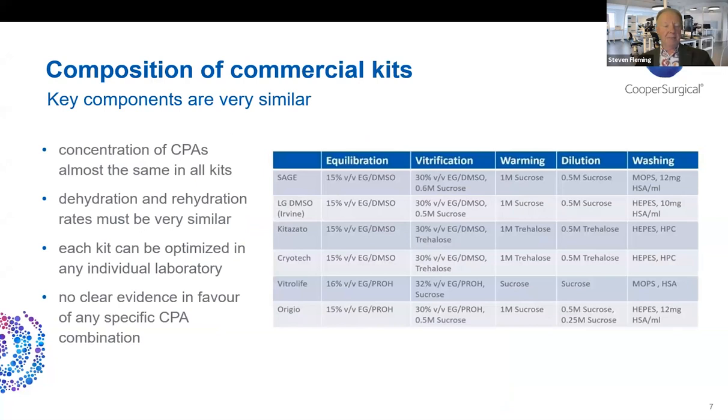So you can see from these 6 different kits here, the ethylene glycol in combination with either DMSO or propanediol are the most common permeating cryoprotectants found within these kits. And despite some minor differences in pH buffers, supplements, and slight variations in protocols, all these vitrification kits can be optimized for individual lab settings.